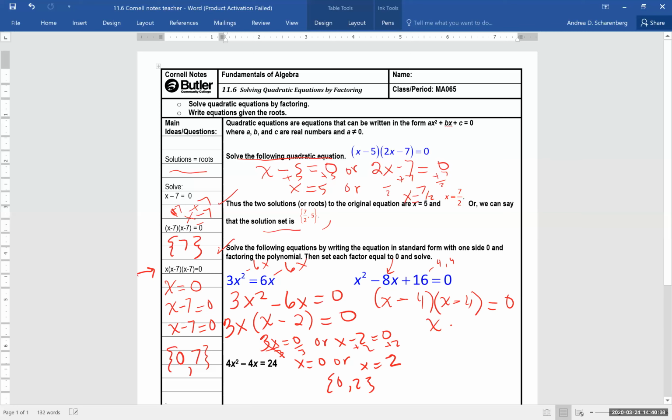So we have two factors here. They're both the same, so I really only need to solve for one. So x is equal to 4, okay?